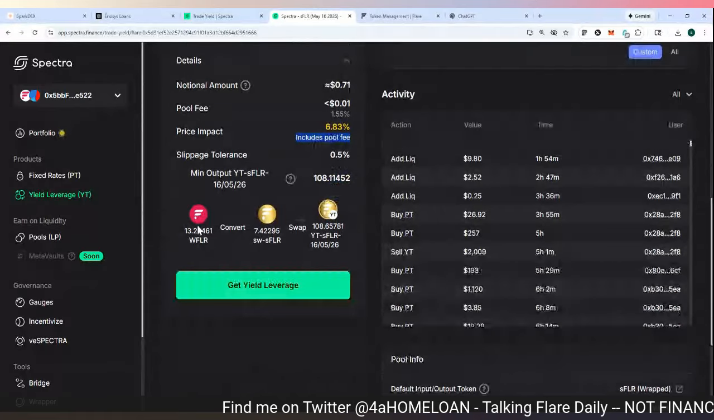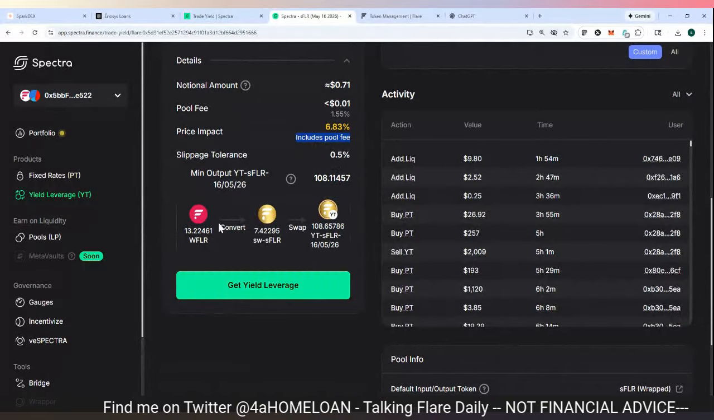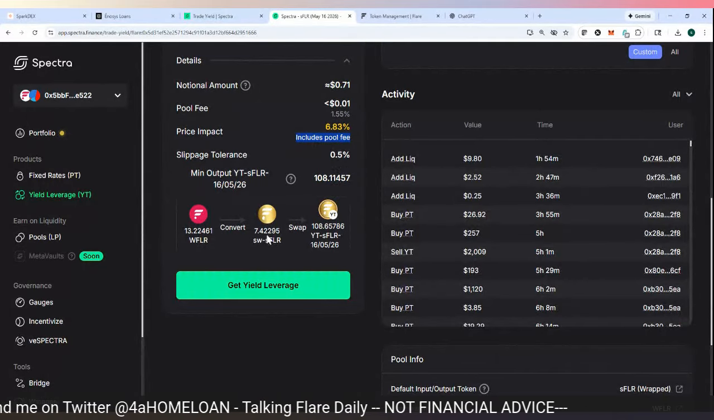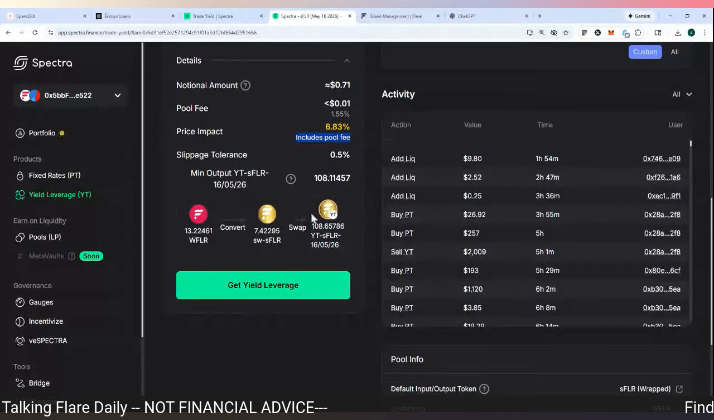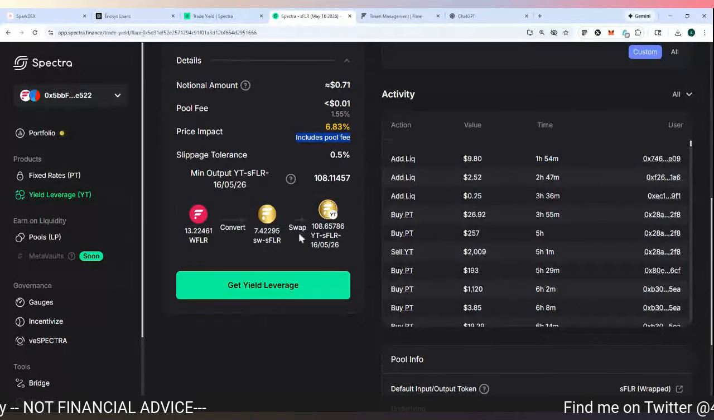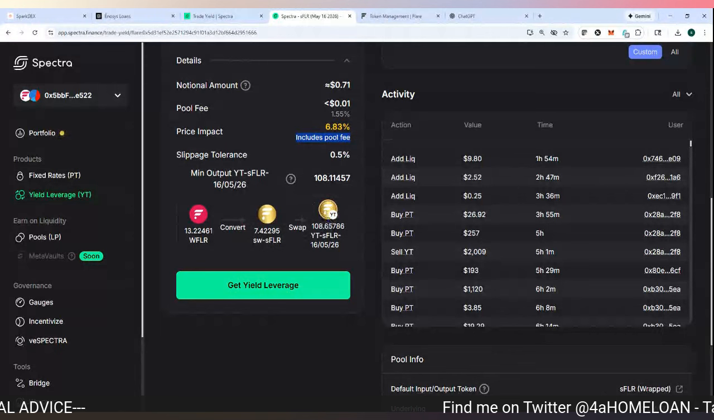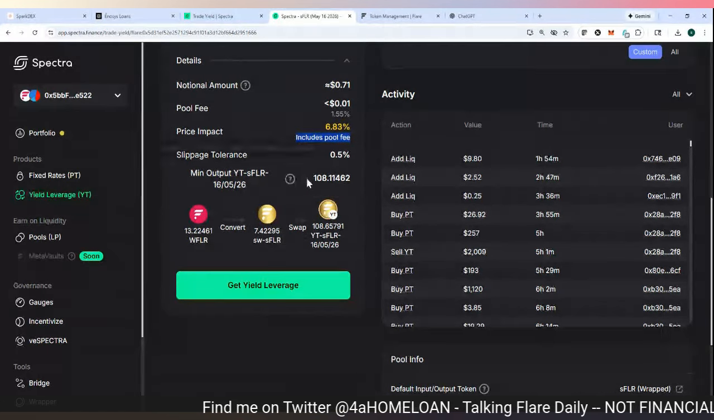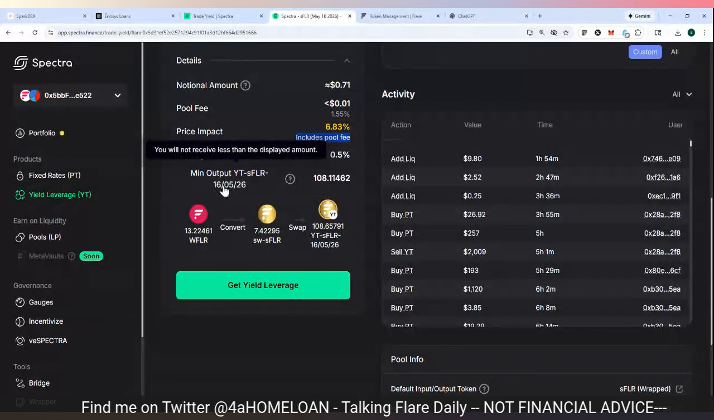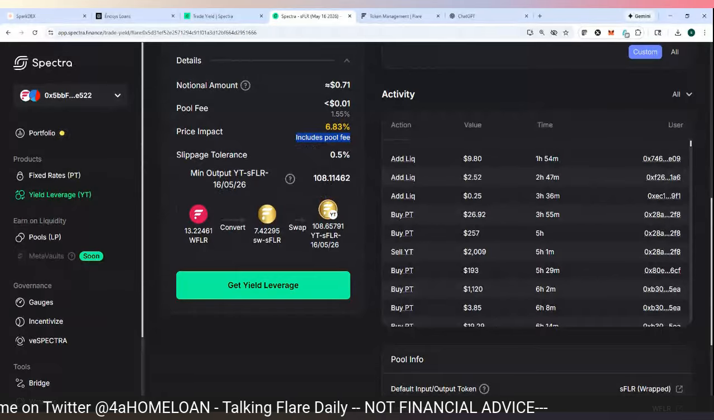Then it shows you visually, here's my 13.22 wrap flare tokens. It's converting it to 7.4, and I'm swapping it for the yield tokens. These are receipt tokens, so it's not going to be, oh my God, this is a yield token. So I'm taking it, it's converting it to sFLR, and then it's swapping it. And my minimum amount that I'm going to get May 16th will be 108.11.